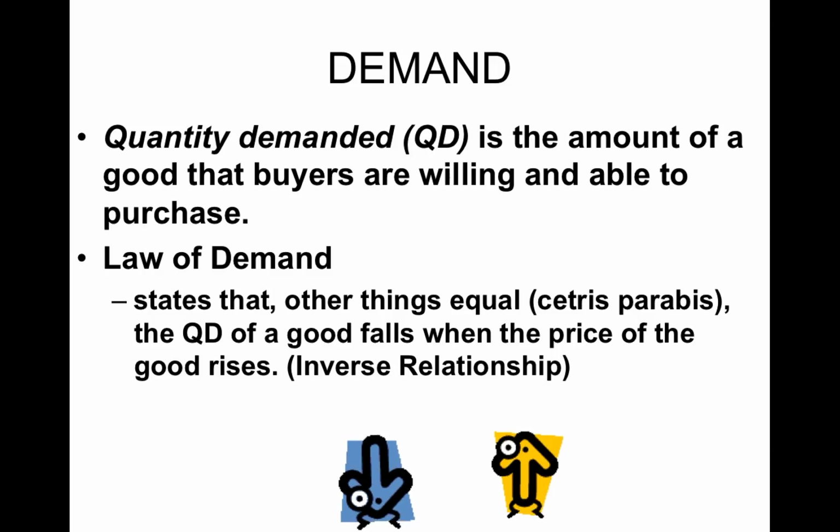The law of demand states that other things equal, and we use a Latin term called ceteris paribus, that the quantity demanded of a good falls when the price of the good rises. So obviously we see that all the time. If you go to a store and you see the price going up of a certain good, you might not buy that anymore. That's the law of demand. Also, when you go to a store, you might see something on sale that the price went down. Well, then the quantity demanded will go up for that good. So that is an inverse relationship.